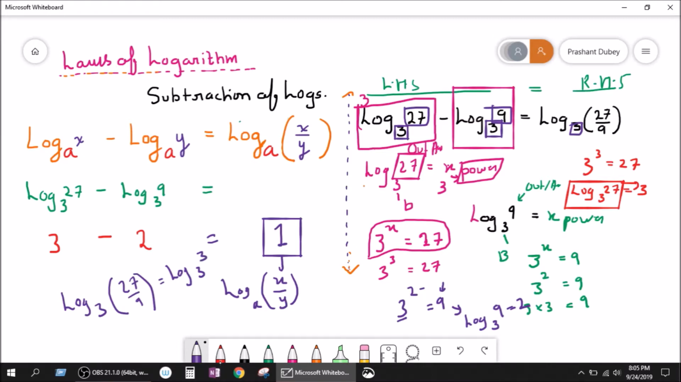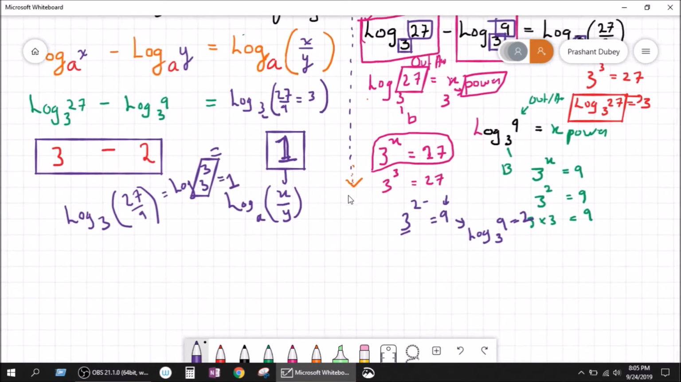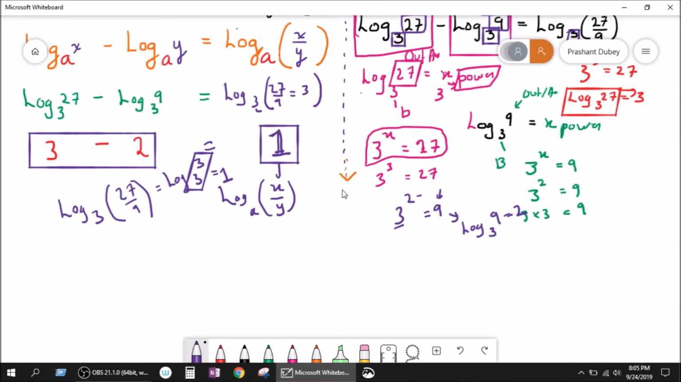Now log 3 of a base 3, any log of the same base is always equal to 1. So that's why log 3 of 27 divided by 9, which is equal to 3, so log 3 of base 3 is always equal to 1, which is also equal to 3 minus 2. Because when the powers are subtracted, our bases are divided. So let me show you a little bit more why this x and y is actually divided here.